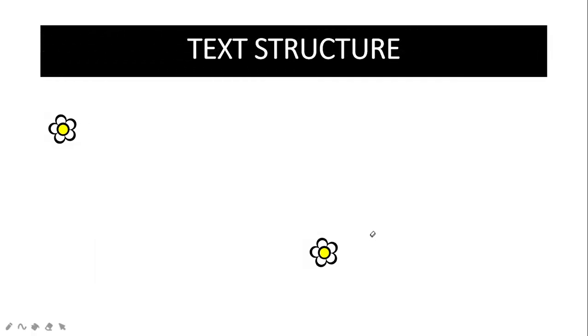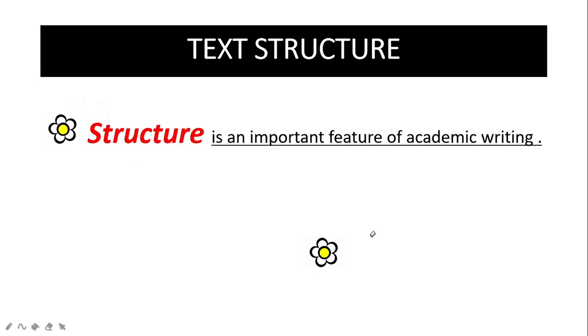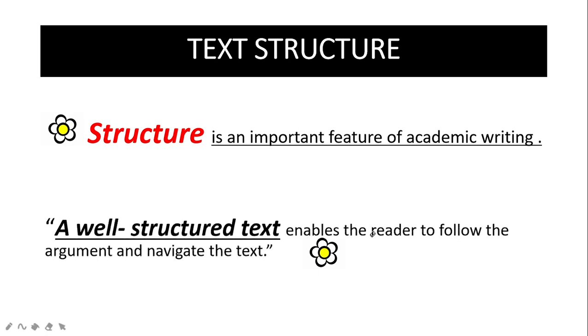So let us move on with text structure. Structure is an important feature of academic writing. A well-structured text enables the reader to follow the argument and navigate the text. These are the common structures of academic text.